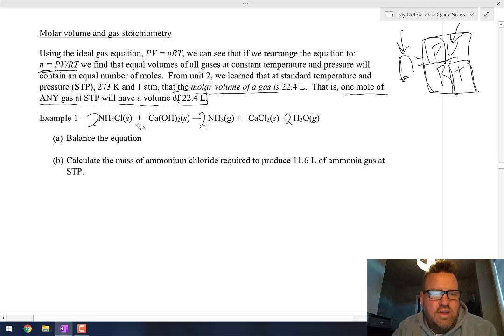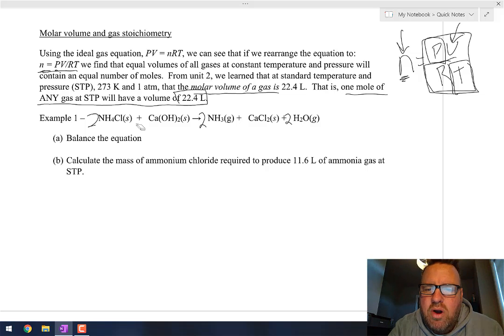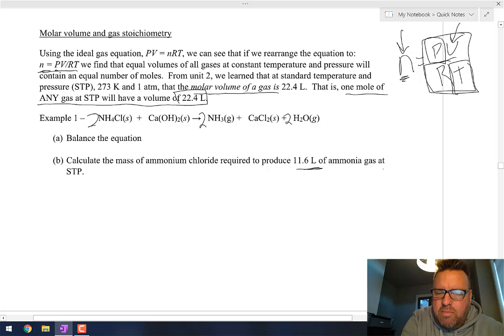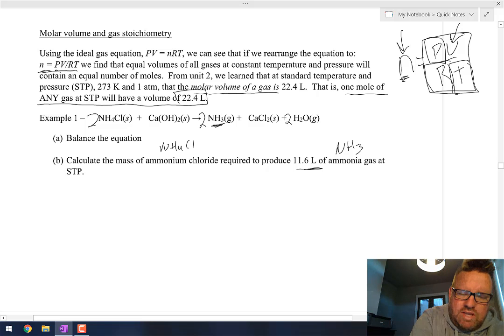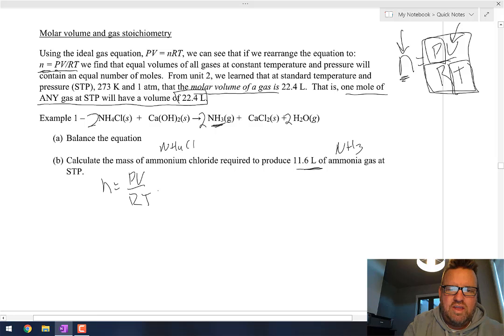So part B says calculate the mass of ammonium chloride required to produce 11.6 liters of ammonia gas at STP. So right away, they're giving us the volume of ammonia gas. Ammonia is NH3. Okay, I didn't clarify that, sorry. Ammonia is NH3. Ammonium chloride is NH4Cl. So if you have 11.6 liters of ammonia gas at STP, remember, STP means the temperature is 273 and the pressure is 1 atmosphere. So you can use PV equals nRT, and you can find moles that way by plugging all of the numbers into the equation.